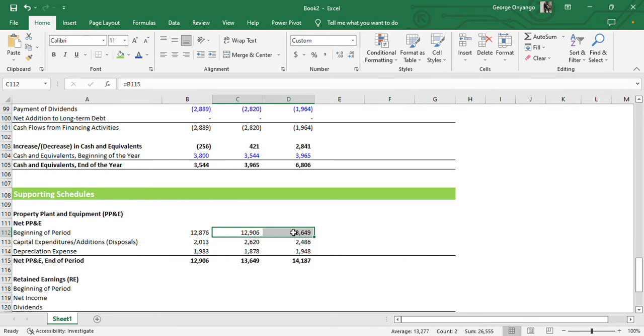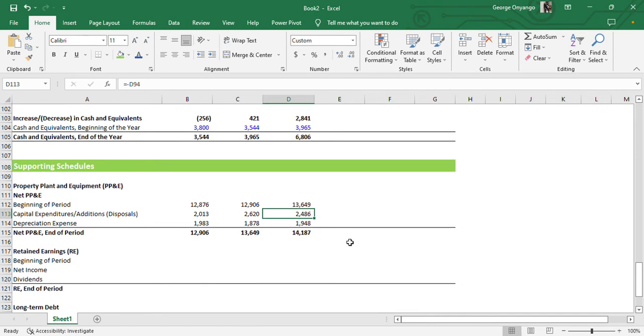So if you add this plus this and you subtract this, you're going to be able to get, because this is the property, plant and equipment at the beginning of the year, then these are the capital expenditure. That means that they spend some money buying other property, plant and equipment. Then this is now the depreciation expense, which we subtract from the total property, plant and equipment to get the net.